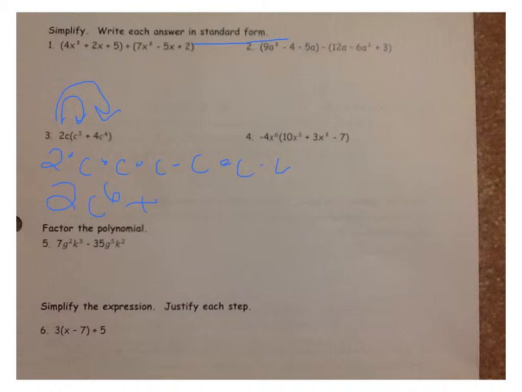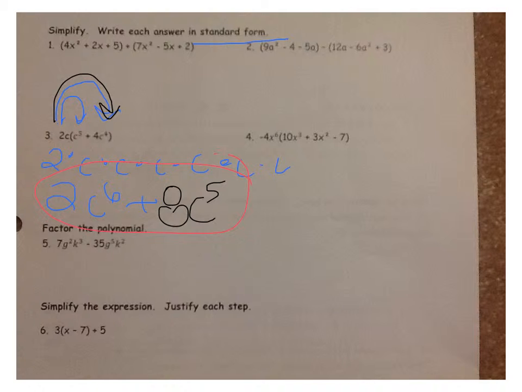Plus our second part, 2c times 4c to the 4th. Well, 2 times 4 is 8. And then c times c to the 4th, that would be c times c times c times c times c, which is c to the 5th. So my final answer for this problem is 2c to the 6th plus 8c to the 5th.